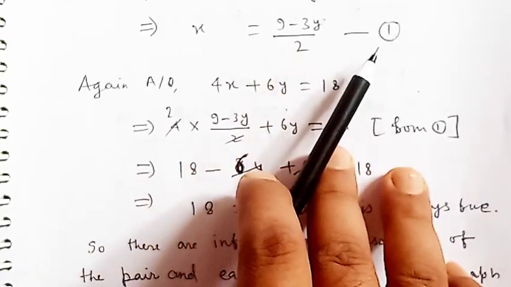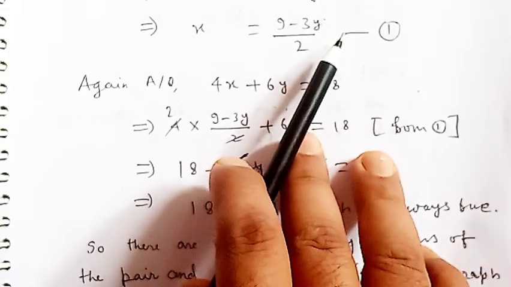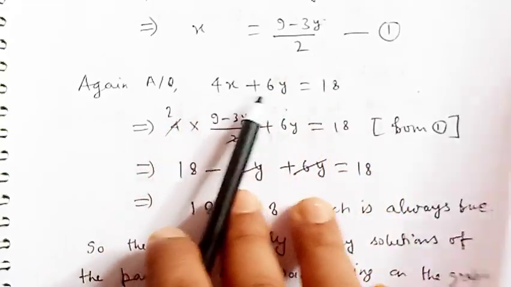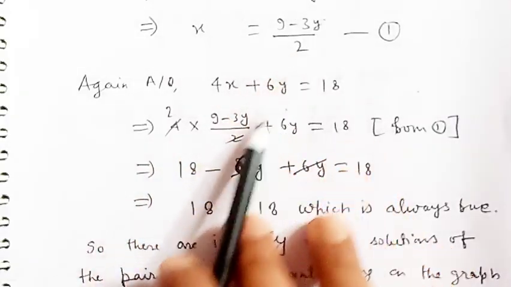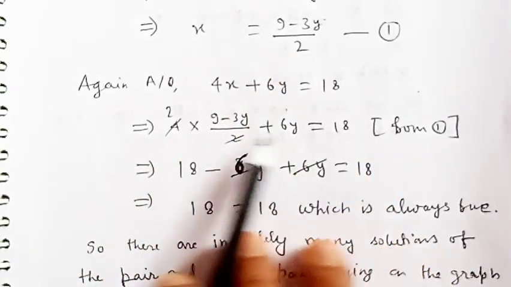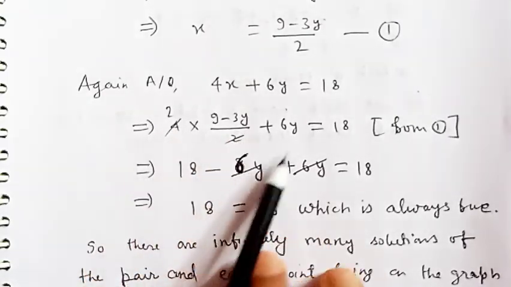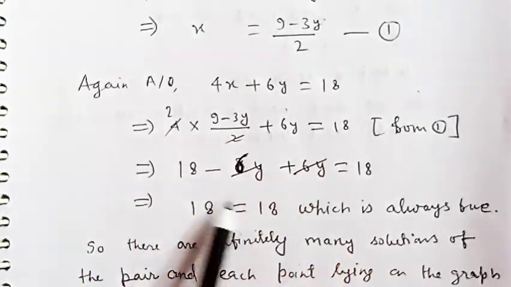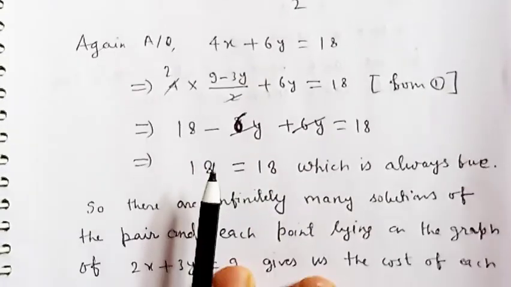This is equation 1. Again, according to question, cost of 4 pencils and 6 erasers is rupees 18. 4x plus 6y is equal to 18. This implies that 4 into 9 minus 3y by 2 plus 6y is equal to 18. Now cancel 4 with 2. We get 2 into 9, 18, 2 into minus 3, minus 6y plus 6y is equal to 18. Minus 6y and 6y cancel. So 18 is equal to 18, which is always true.